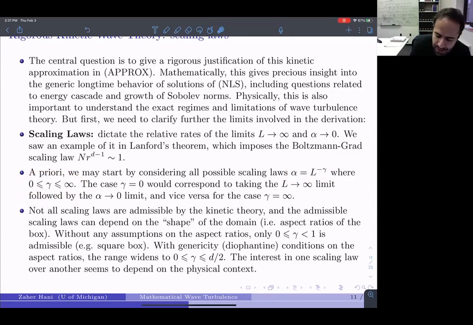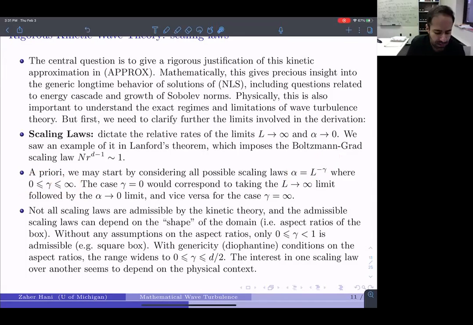So when I say gamma equals 0, I mean by that, I would take L to infinity first, and then take alpha to 0. And vice versa for gamma equals infinity.